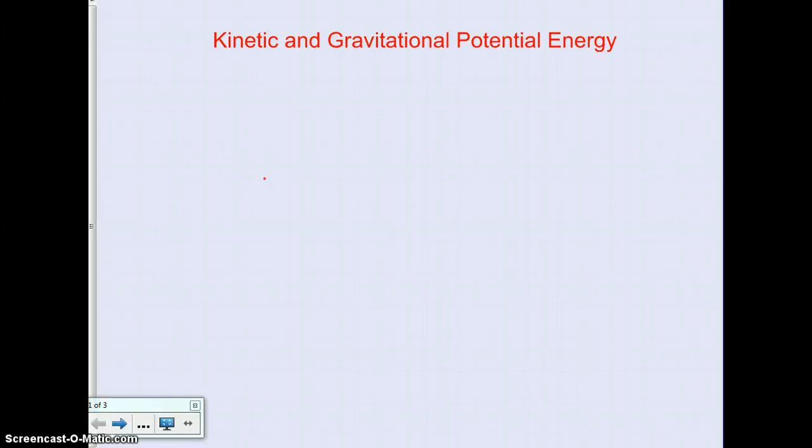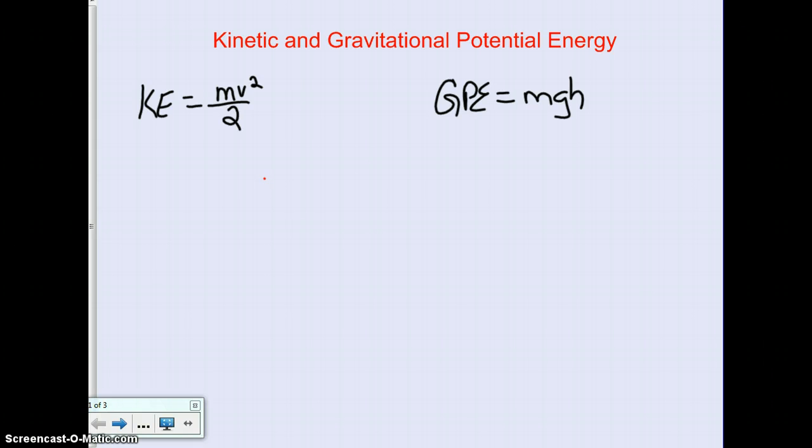This tutorial is designed to help you calculate kinetic energy and gravitational potential energy. Kinetic energy is calculated by this formula, mv squared over 2. Gravitational potential energy is mgh. Let's break down the formulas a bit.